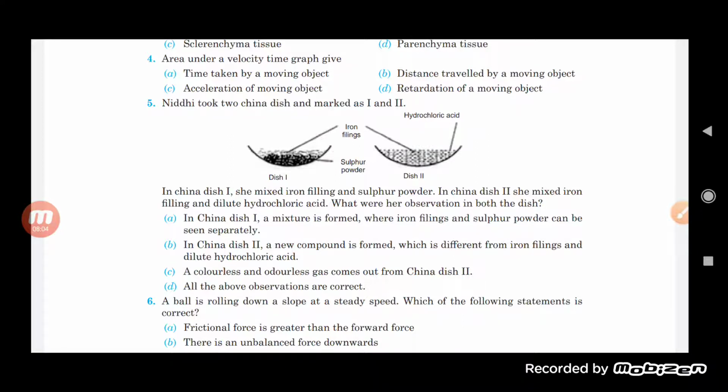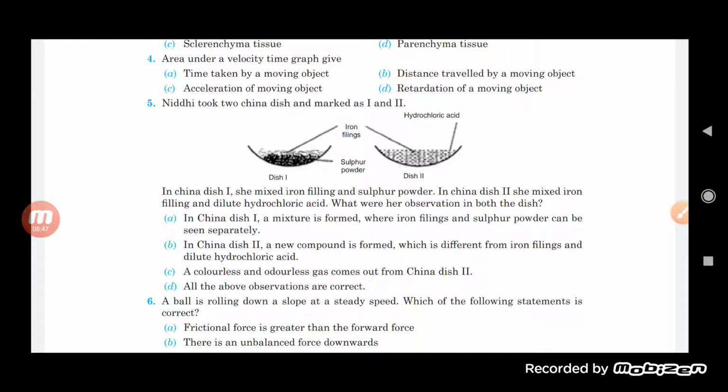So here you will find that in china dish 1, a mixture is formed where iron filings and sulfur powder can be seen separately. Second, in china dish 2, a new compound is formed which is different from iron filings and dilute hydrochloric acid. Actually, both of these statements are correct, because in the first dish it was not said that we heat the iron filings and the sulfur powder. No such direction has been given, so till then it will be a mixture only.